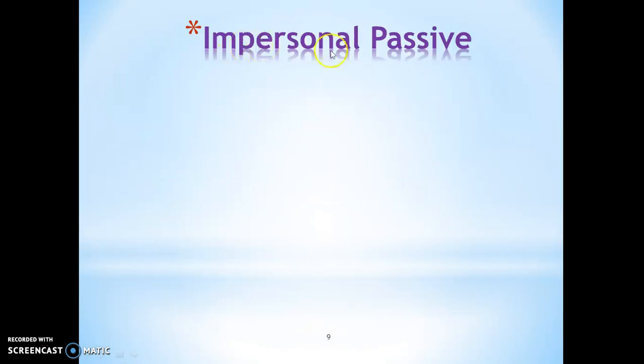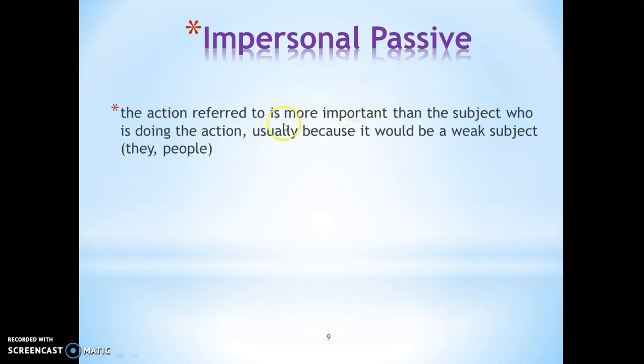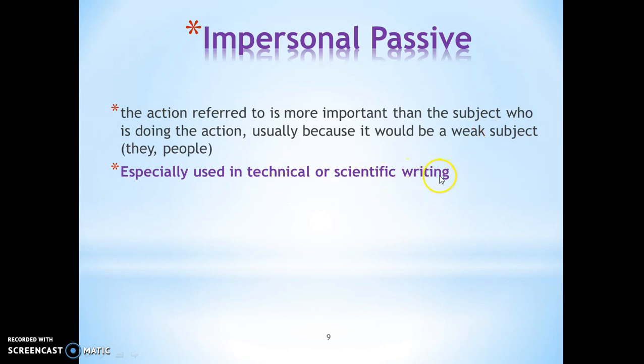Now, what is impersonal passive? When the action referred to is more important than the subject, it is usually written in the impersonal passive. That is, when we want to know what action is done and do not care about the subject which does the action, impersonal passive is used. This is mostly used in technical or scientific writing. Now let us see an example.